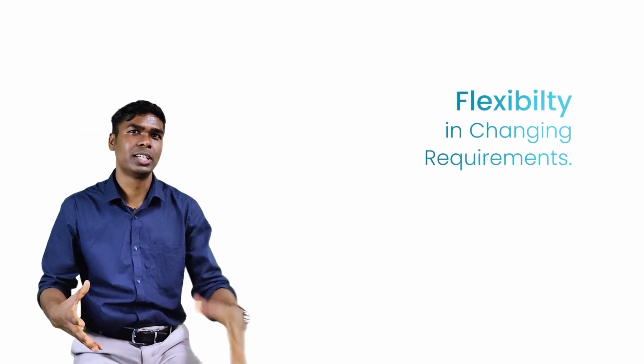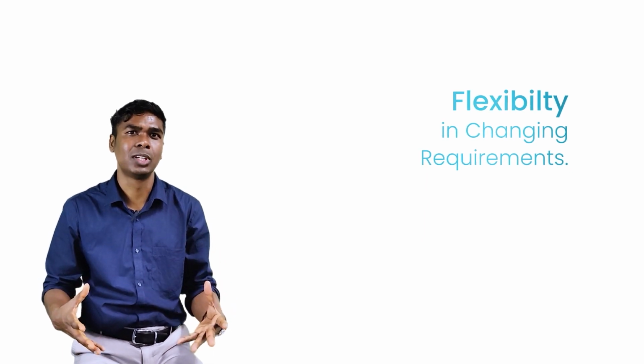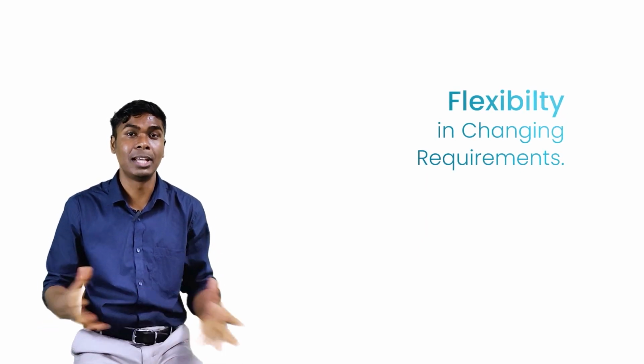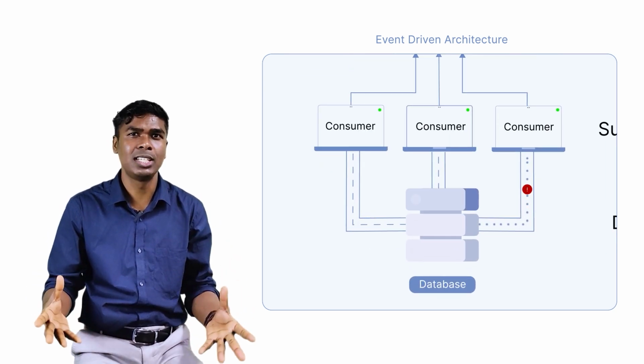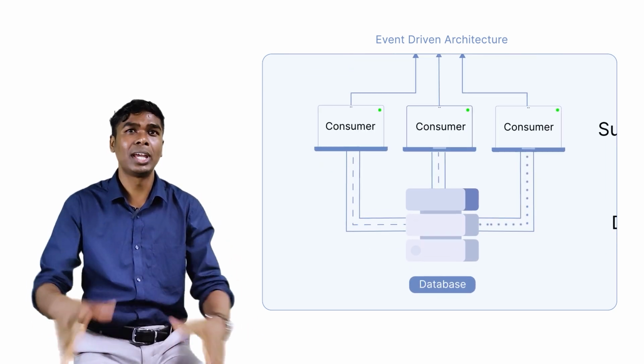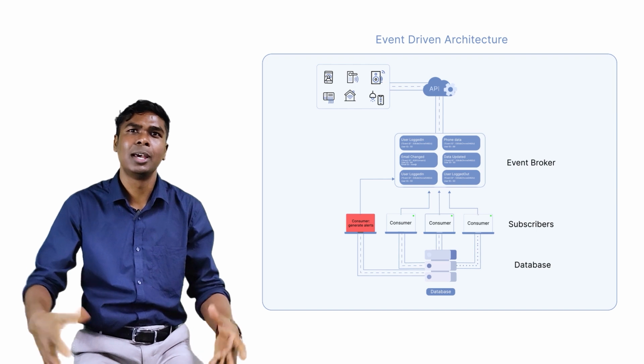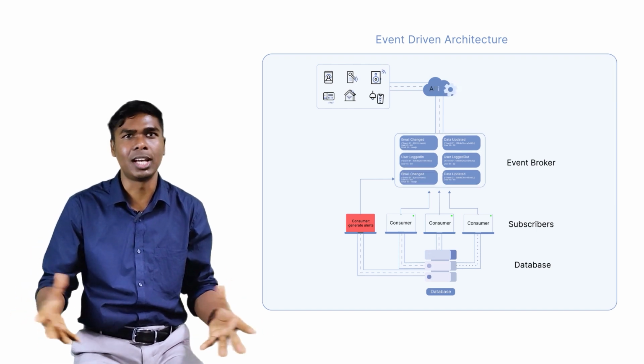Event-driven architecture enables you to adapt your system to changing requirements. Imagine, apart from storing the data, you also want to check for anomalies and generate alerts. You can easily create separate pipelines by adding more subscribers for the task.